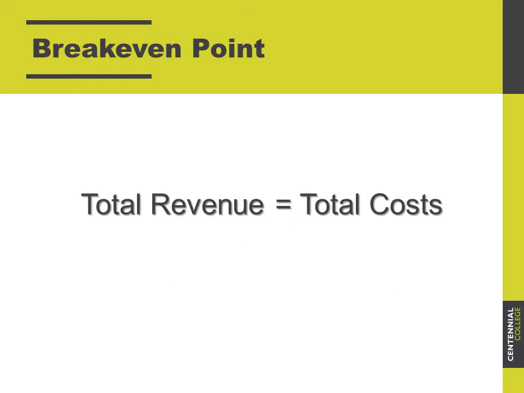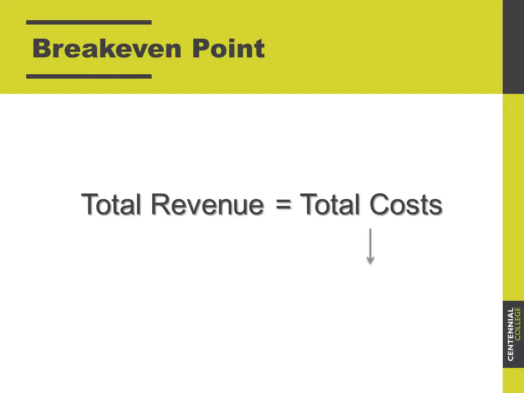Let's go back to our original break-even point equation, where total revenue equals total cost. First of all, how do we calculate total revenue? We make revenue every time we sell a product. The revenue per item is the item's price. We need to multiply price per item by the quantity of items sold to get total revenue.